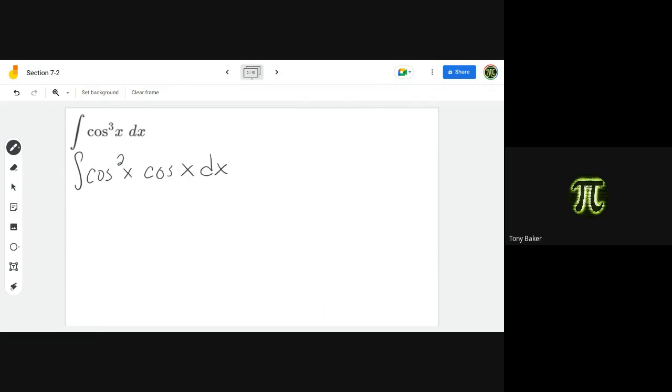Now what do we want to do? Yep, so we can use the Pythagorean identity. Remember, sine squared x plus cosine squared x equals 1, and we can manipulate that any way we want. So we're going to change this to the integral of 1 minus sine squared x, times cosine x dx.